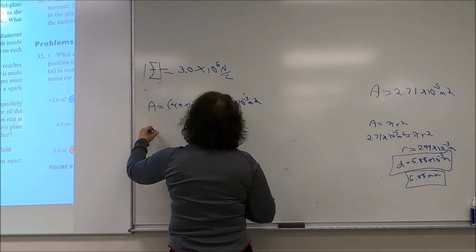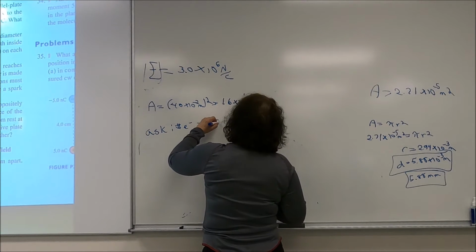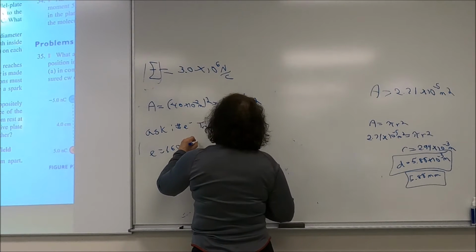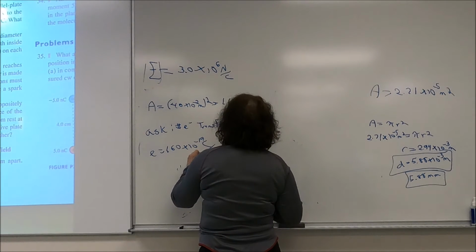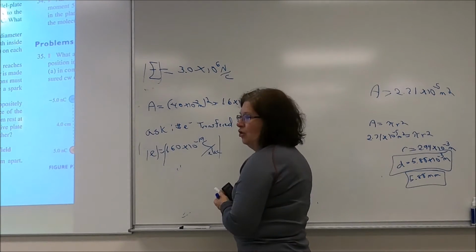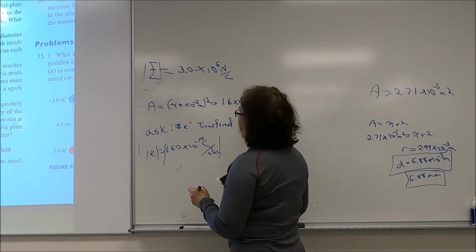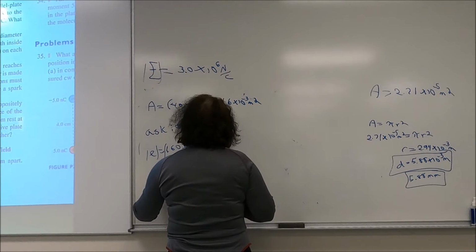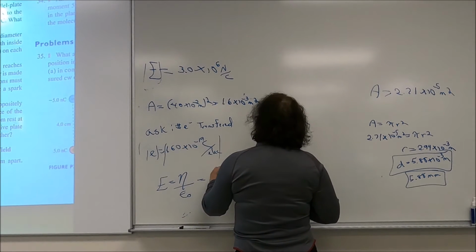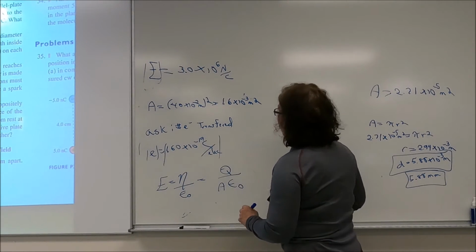And we're asked the number of electrons transferred. So I need e, which is 1.60 times 10 to the minus 19 coulombs per electron. Okay, magnitude of the charge. I know for an electron it's negative, but I'm just worried about the magnitude. And we know that E is equal to eta divided by epsilon 0, which is Q over A epsilon 0, because eta is Q over A.